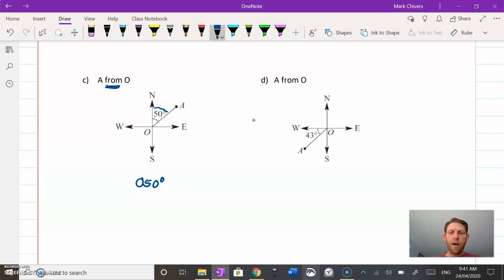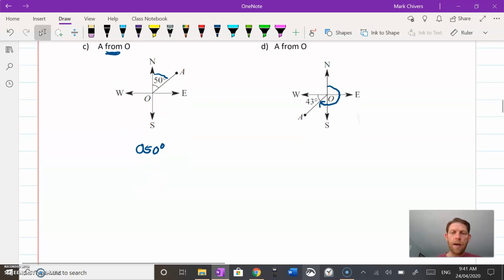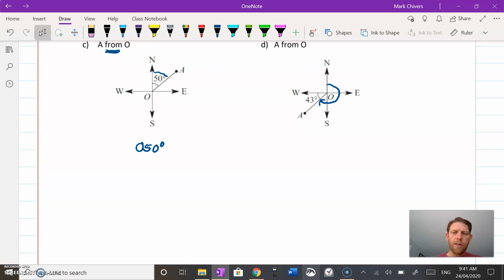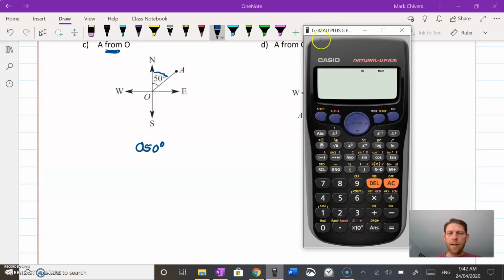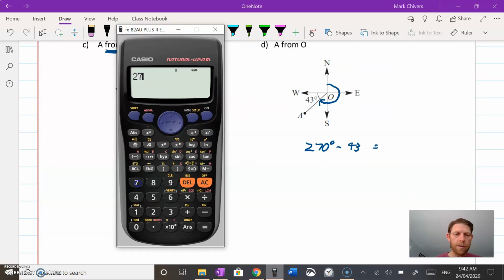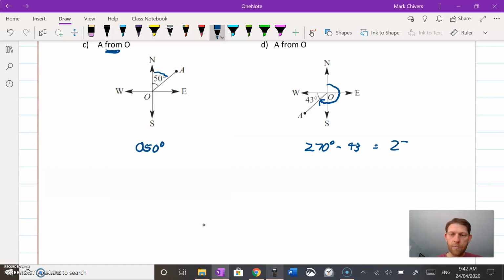In this one, A from O, so still we're standing at O, which is in the center there. You won't always be standing in the center. Don't just assume you're going to be standing in the center. You might be asked to work it out the other way. So in this case, A from O, we know that it's 43 degrees less than west. Essentially west would be 270 degrees. So what we've actually got here is 270 degrees minus 43 is going to give us our answer. And just to illustrate that you can use your calculator here, I'll have a go and use the calculator in this particular example. So 270 minus 43 gives us 227 degrees.